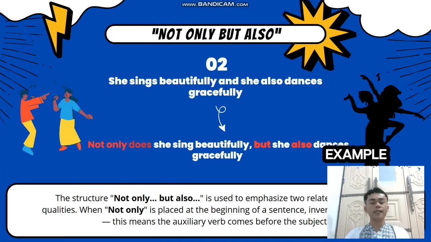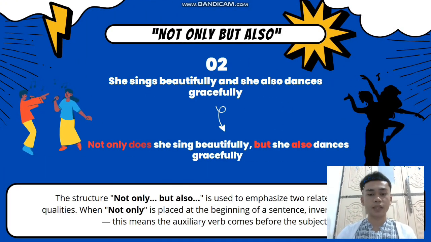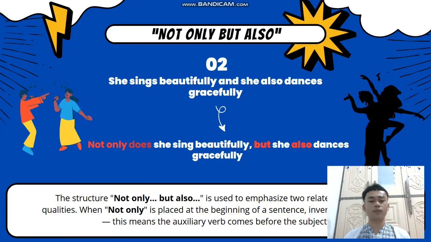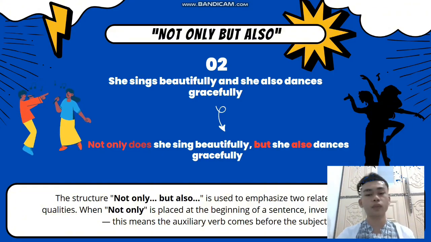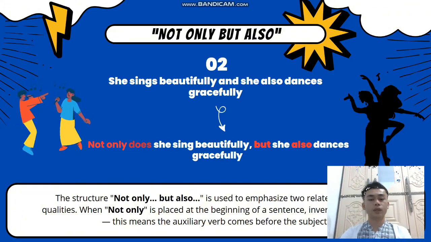The next example is about actions. She sings beautifully and she also dances gracefully. After using the structure not only...but also, it becomes: not only does she sing beautifully but she also dances gracefully.